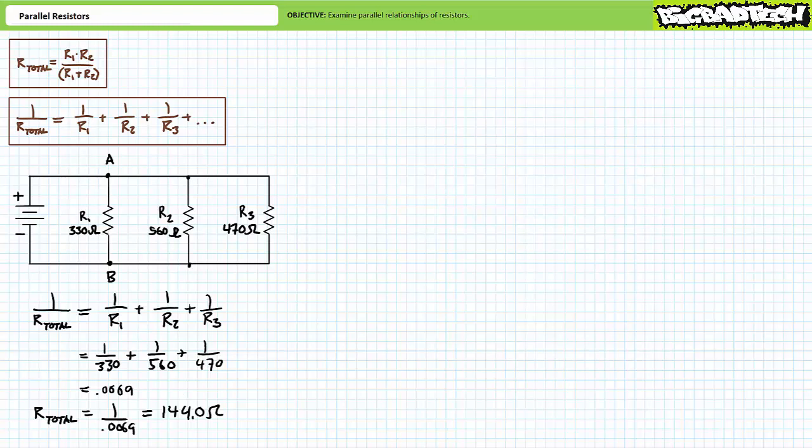1 over 330 plus 1 over 560 plus 1 over 470 is roughly 0.0069. To obtain the final resistance, we need to invert this value. 1 over roughly 0.0069 is roughly 144 ohms. As we anticipated, the total resistance of this parallel combination of 3 resistors is indeed less than the previous one, composed of only 2 resistors, and is indeed less than the smallest resistor constituting the parallel relationship.